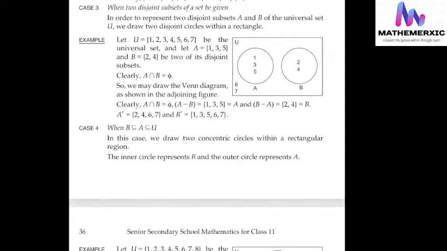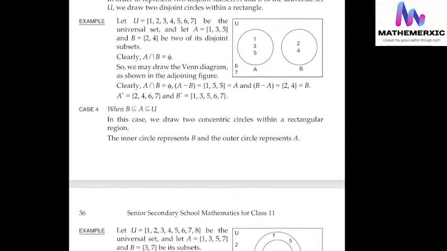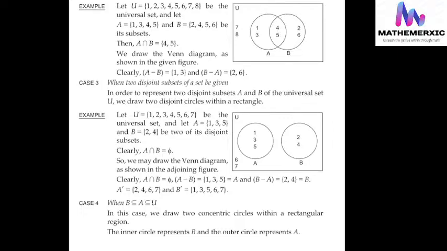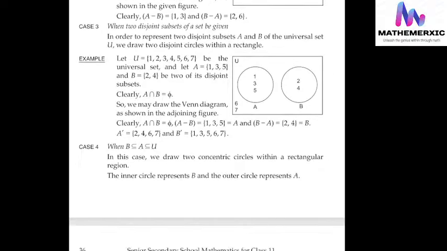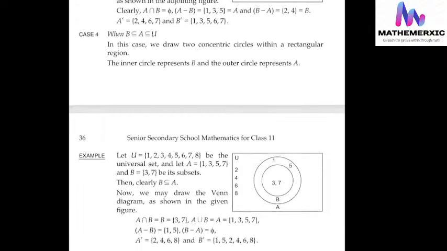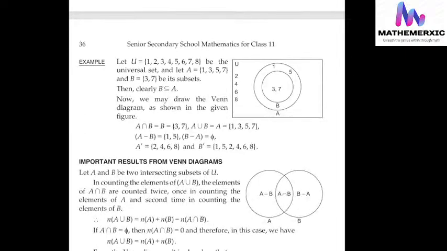here is an example where the universal set is mentioned and B is mentioned. So these are examples of disjoint sets. When two disjoint sets of a set are given, or when B is a subset of A and A is a subset of U. So these are the important results for Venn diagrams.